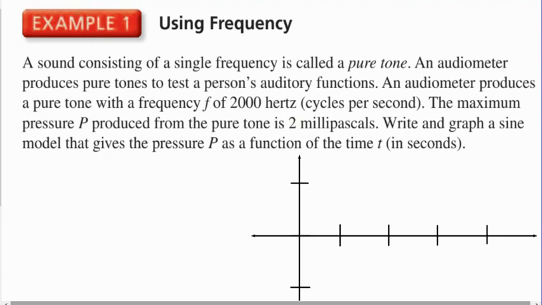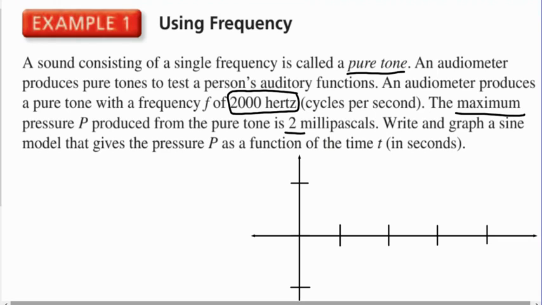Our first example of using frequency: a sound consisting of a single frequency is called a pure tone. An audiometer produces pure tones to test a person's auditory functions. It's a hearing test. An audiometer produces a pure tone with a frequency of 2,000 hertz. That's cycles per second. The maximum pressure P produced from a pure tone is 2 millipascals. That's the maximum.